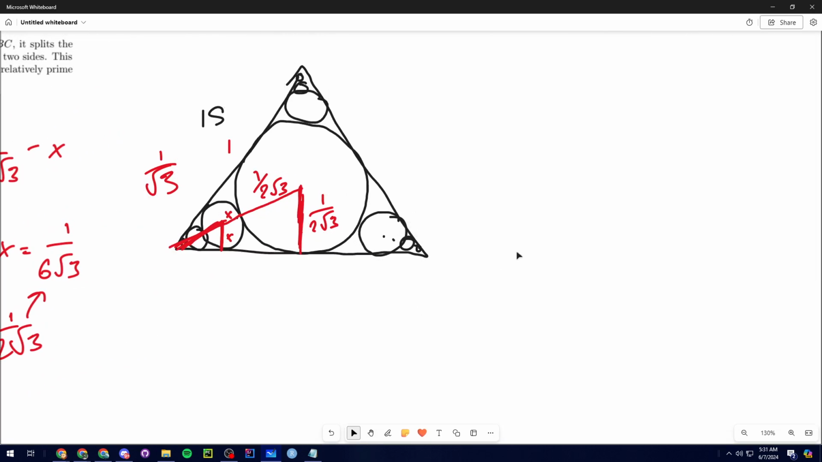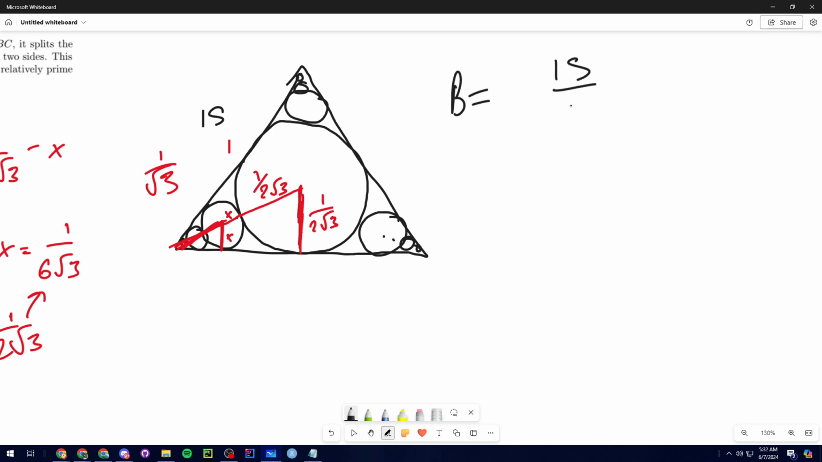Okay. Now, we have this, right? Now, let's go back to the 15. Well, what's this bigger triangle? The big radius is just equal to 15 over 2 root 3. I'll let you prove that one on your own, because if you've gone this far in the problem, you can definitely prove that yourself. So that's the big radius.